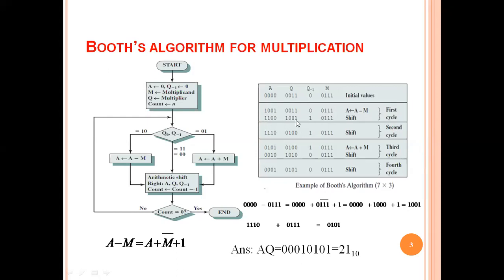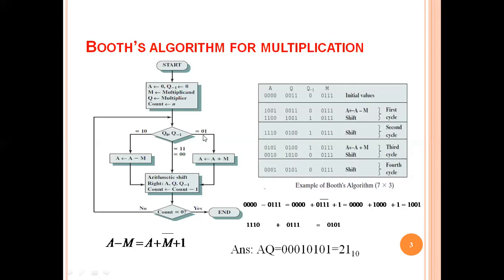Second cycle, again you check. This is 1, 1, Q and Q minus 1. 1, 1 means only arithmetic shift right. There is no plus or minus operation. So you only make the arithmetic right shift. This 1 comes here. This 0 comes here. This 0 comes here. This 1 comes here. This 1 comes here. This 0 comes here. This 1 here. This 1 here. And this is left vacant. We have to copy the sign bit, which is 1, here because of the arithmetic right shift. So the second cycle is complete.